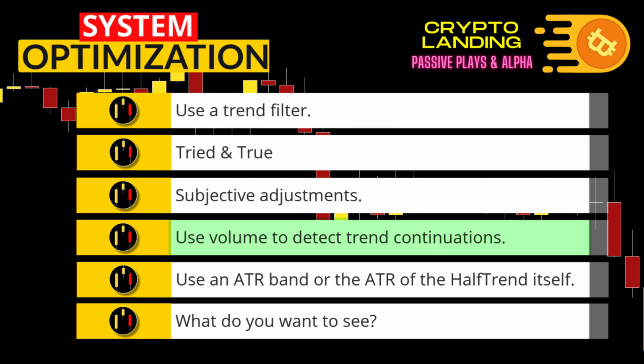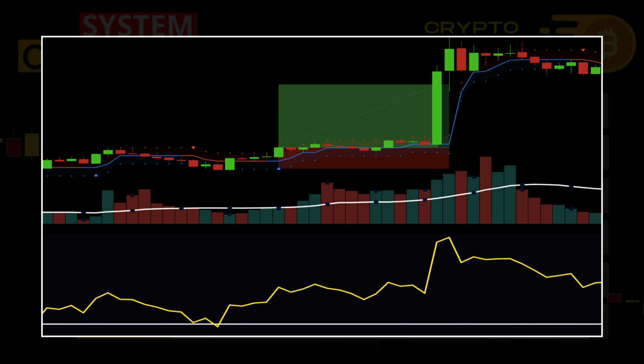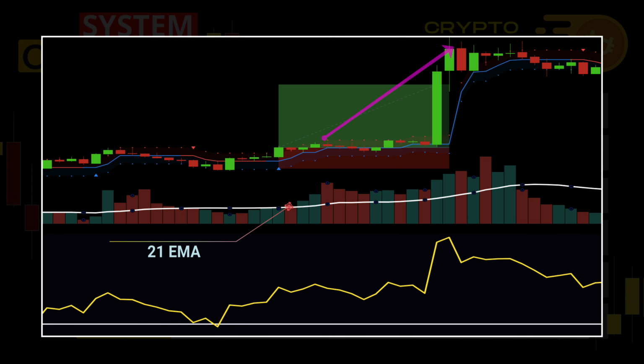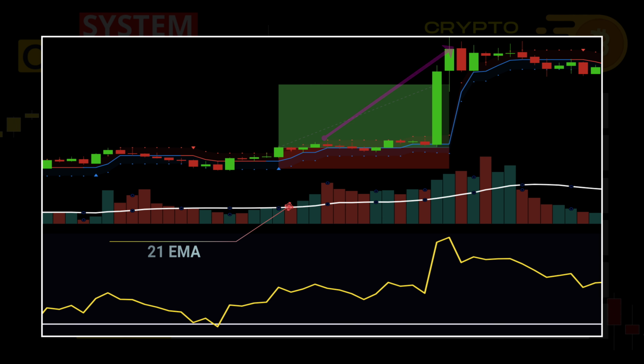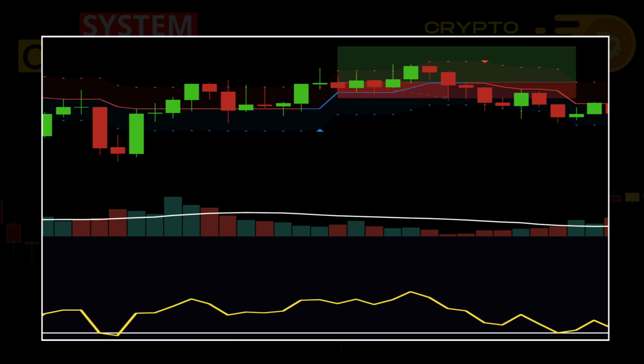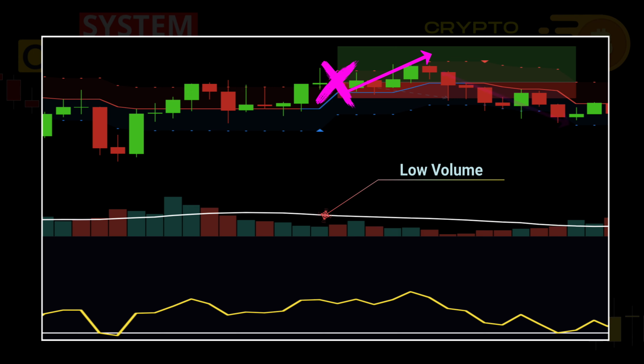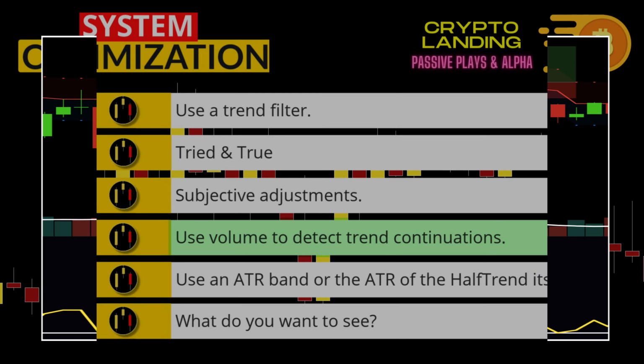Fourth, volume can be a good clue as to when the market will continue a trend. By placing an EMA over the volume, you can quickly see when volume is increasing and the market is going in your direction, or when volume can identify a fake out in the market, like on this losing long setup. This is an option in the automated strategy.